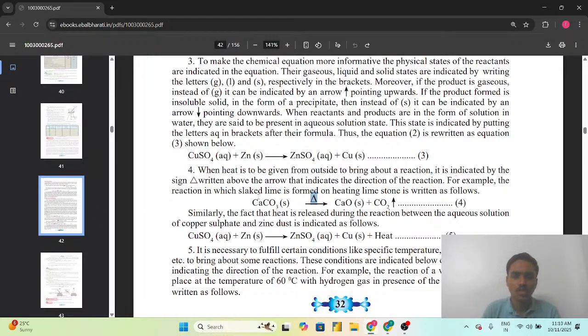For example, the reaction in which slaked lime is formed on heating limestone is written as, we take the calcium carbonate, that is CaCO3 in solid form, providing heat. We get the formation of calcium oxide, and carbon dioxide gas is released.